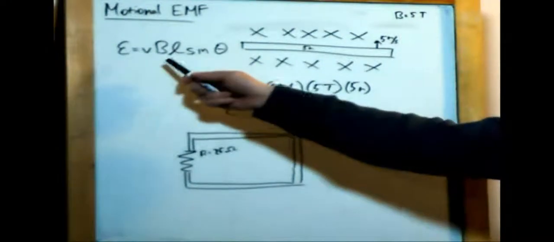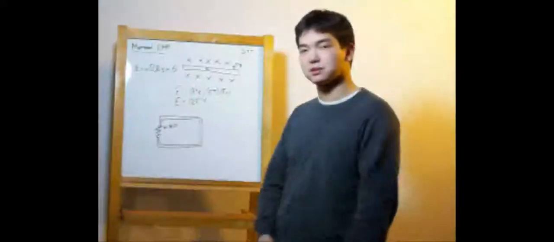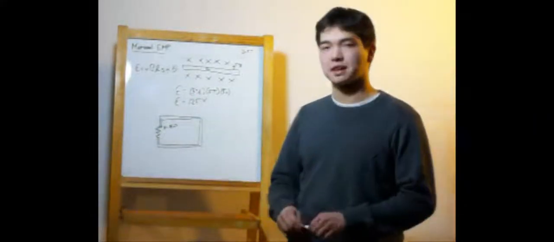It's described by the equation electromotive force is equivalent to velocity of the object being moved times strength of magnetic field times length of the object times sine of theta, where theta is the angle of the metal object with respect to the magnetic field.